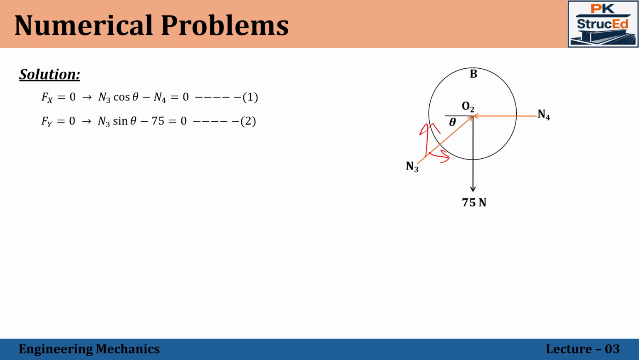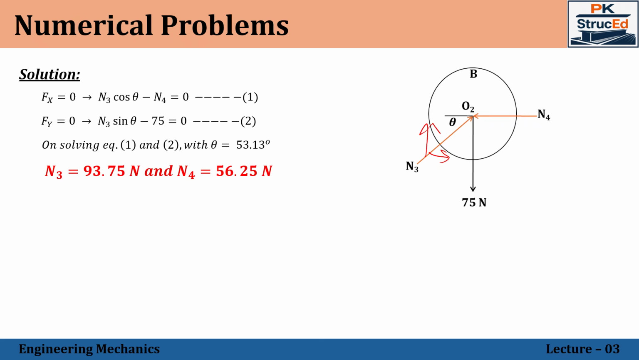Similarly, go with the vertical component, Fy equal to 0. In that case, N3's vertical component is acting upward, so it will be positive. The angle is given with respect to the x component, so the y component will be sin theta. So N3 sin theta is upward positive, and the weight is acting vertically downward, so it should be negative. So N3 sin theta minus 75 is equal to 0. Keep these as equation numbers 1 and 2. Solving these equations with the value of theta of 53.13 solved earlier, we'll get the values of N3 and N4 as 93.75 Newton and 56.25 Newton.